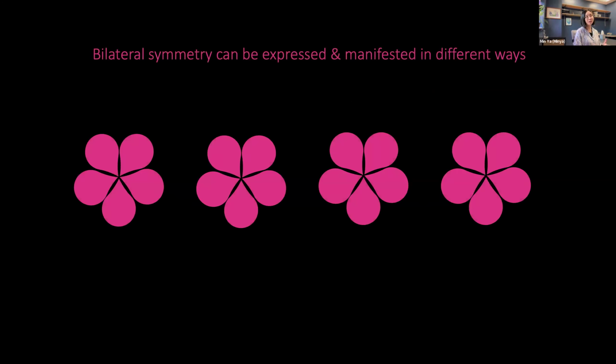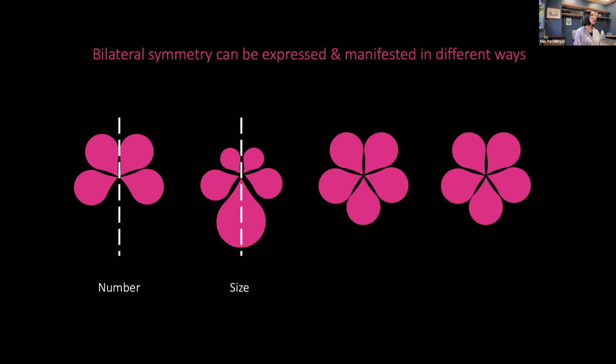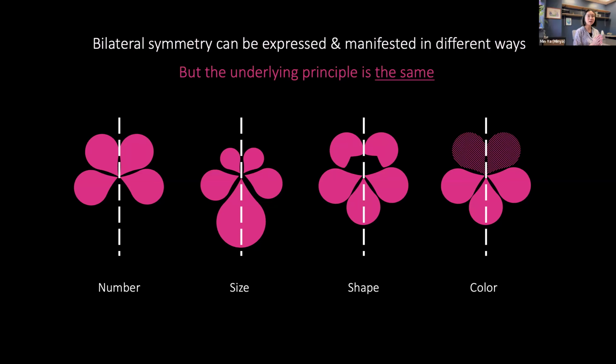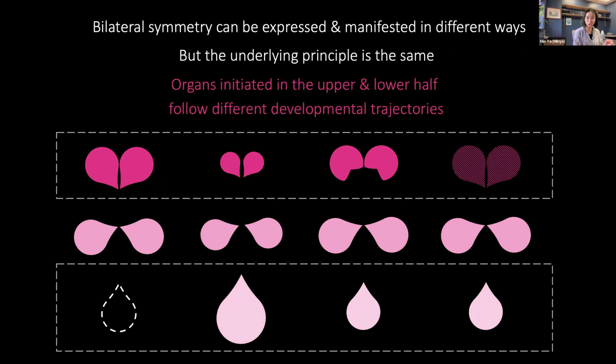From a developmental perspective, bilateral symmetry is also very interesting because it can be manifested in many different ways. For example, it can be changes in organ number, size, shape, color, or any combination of them. But no matter how the flower looks in the end, the underlying developmental principle is the same. Having one plane of symmetry means the left part and the right part of the flower are the same, right? But it also means the upper part and the lower part followed different developmental trajectories.